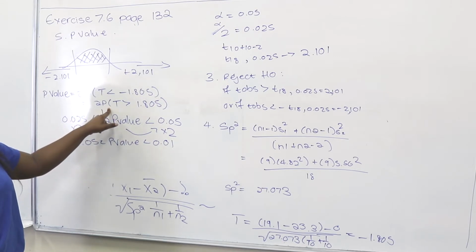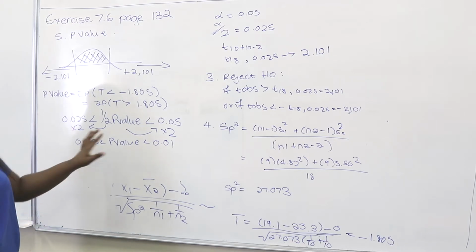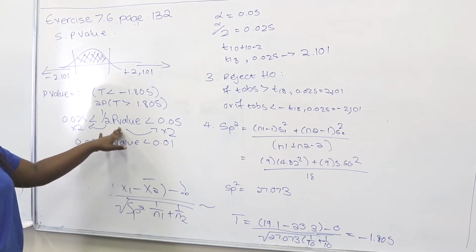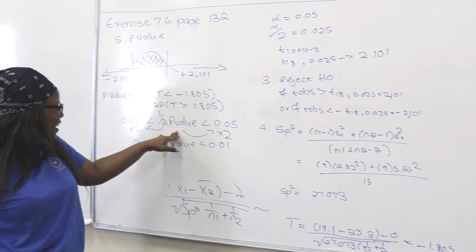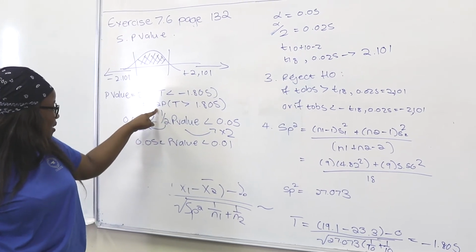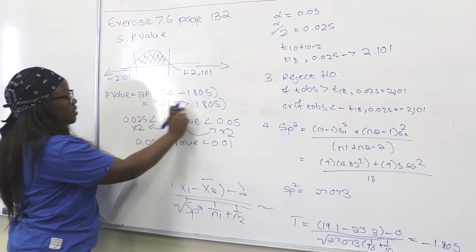Because it's 2p here. I know that the p-value I'm going to get is in between... actually, I can't explain that. You divide by 2. I divided both sides by 2.